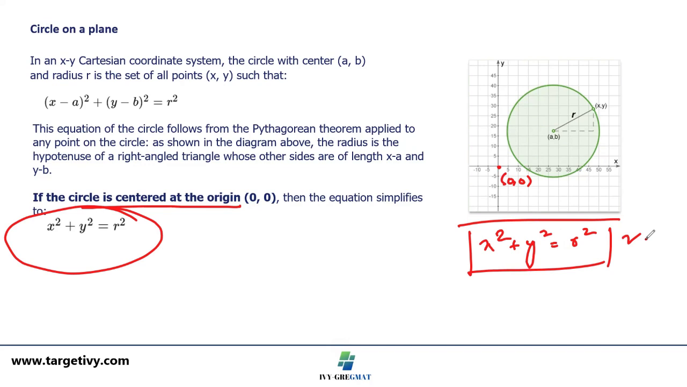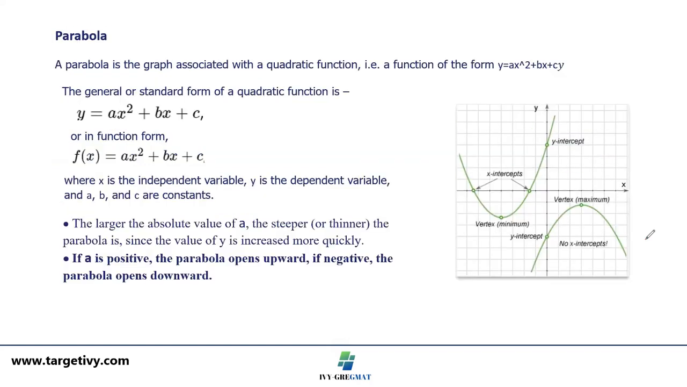Now, circle is okay. Now let's see how a parabola will look. A parabola is a graph associated with a quadratic function. This kind of graph will happen only when there is a quadratic function. The general standard form is y is equal to ax square plus bx plus c, or in function form, ax square plus bx plus c.